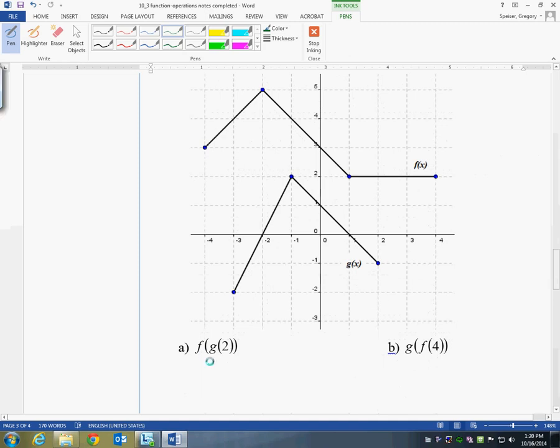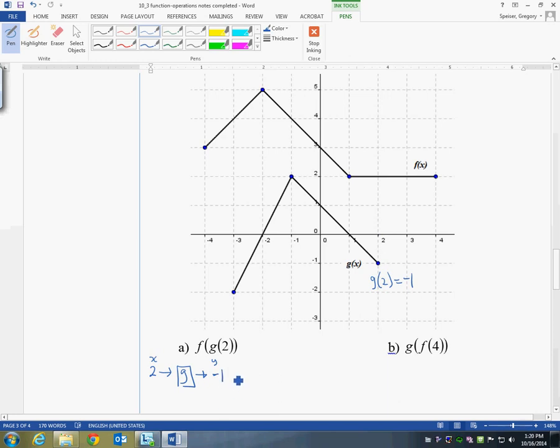So in this first question, mentally, here's what you can think: you're taking the 2 and plugging it into the g function, and something's going to come out. This is your x value, and what comes out is your y value from g. Looking at g, if my x value is 2, my y value is -1. In other words, g at 2 is equal to -1. So here I put a -1.